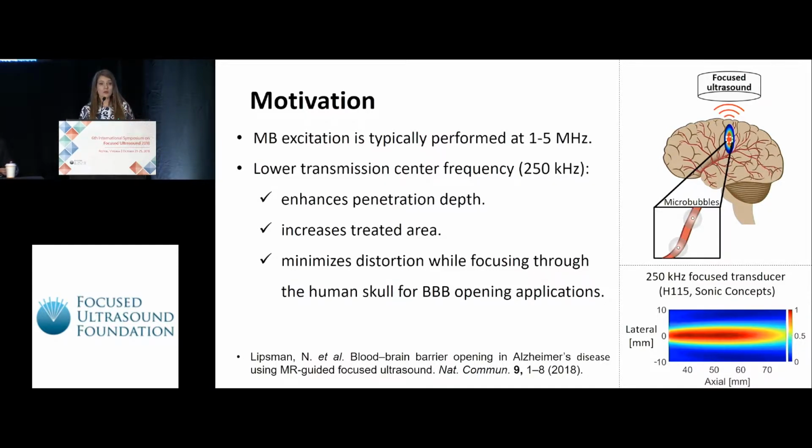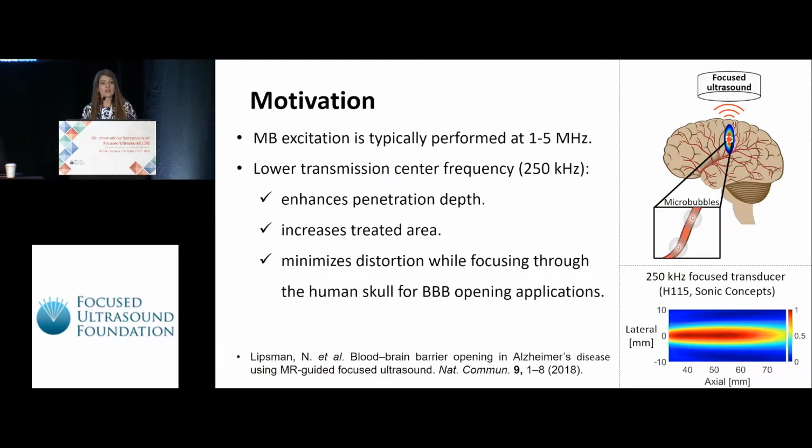However, the use of a lower ultrasound frequency is desirable to enhance the penetration depth and to increase the focal spot, hence allowing us to treat a larger volume simultaneously. Specifically for BBB opening applications, focusing through the human skull can be performed with minimal attenuation and distortion as compared to higher frequencies. And here I'm specifically talking about a frequency of 250 kilohertz.